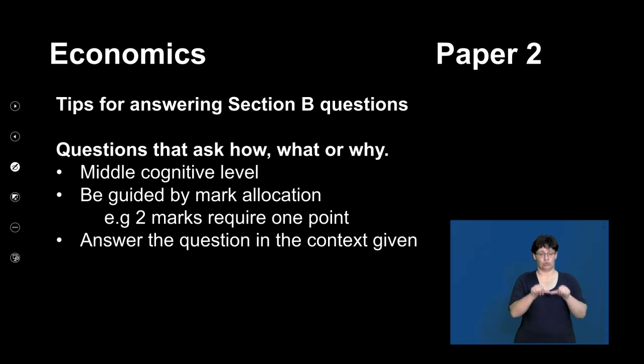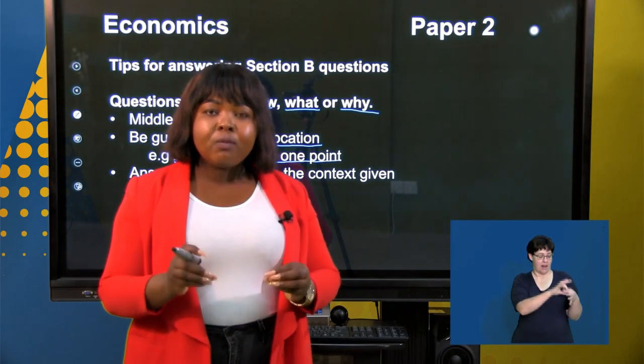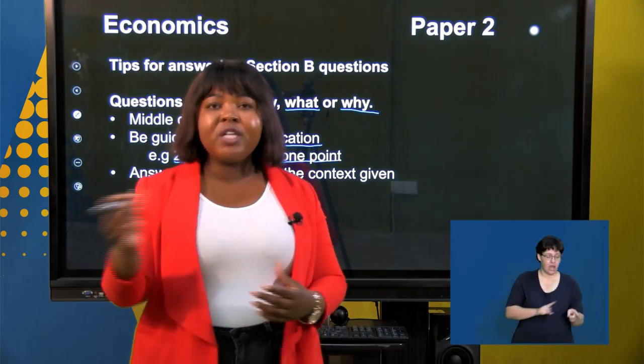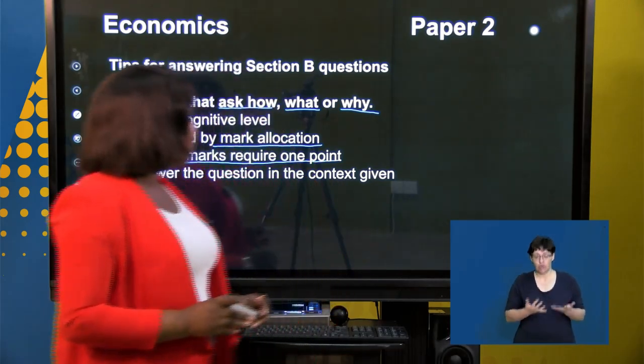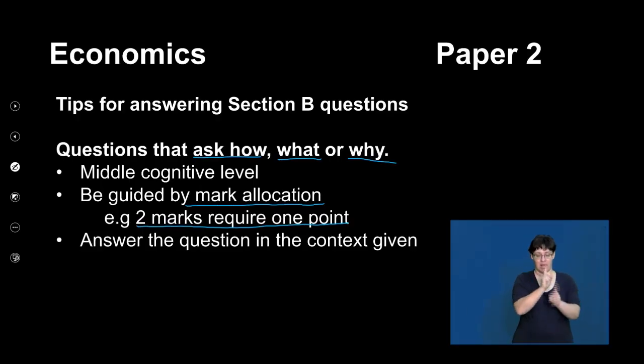Right? And then we continue, we look at the mid-cognitive level questions. These are the type of questions that ask how, what, and why. Right? These you need to be guided by the mark allocation. Normally, if it's a 2-mark question, you are only required to give 1 point. However, in giving the 1 point, you need to show that you understand the question and there is a link between what you were asked and what you are answering. Answer these types of questions in full sentences.